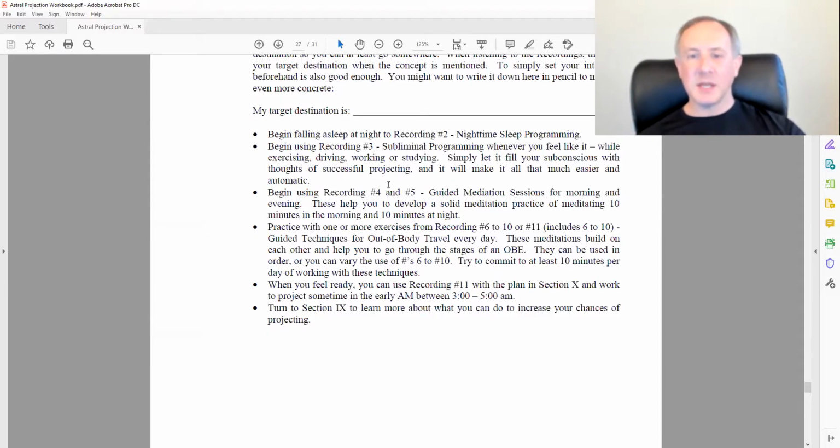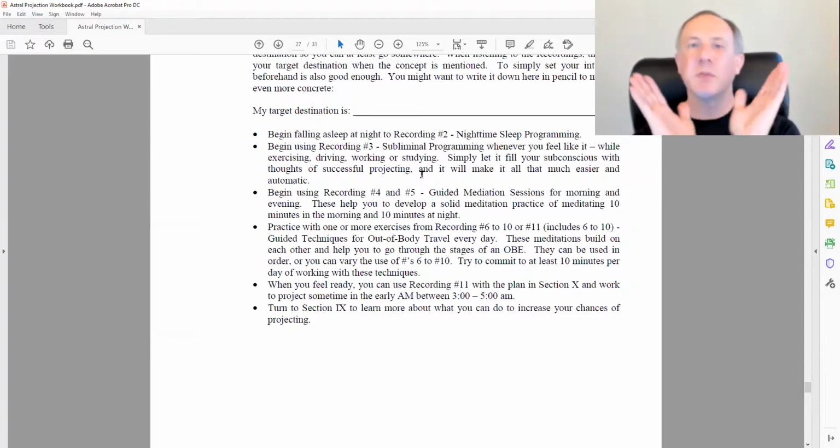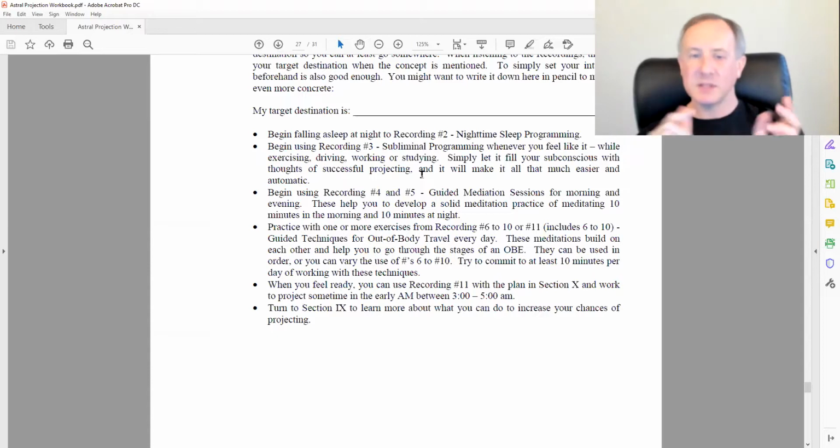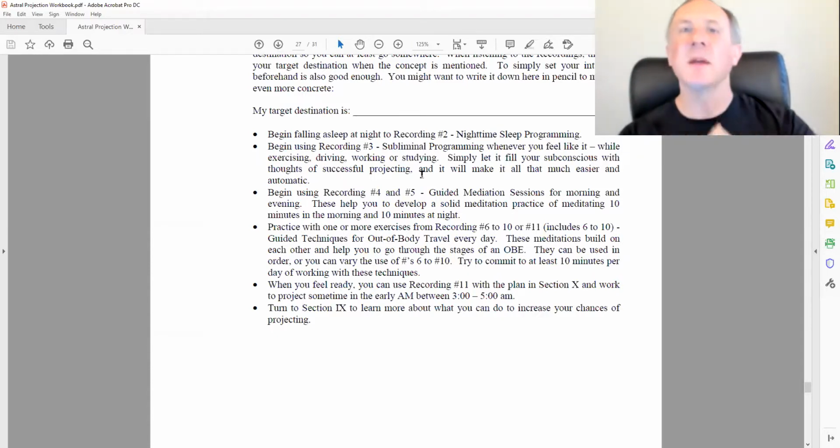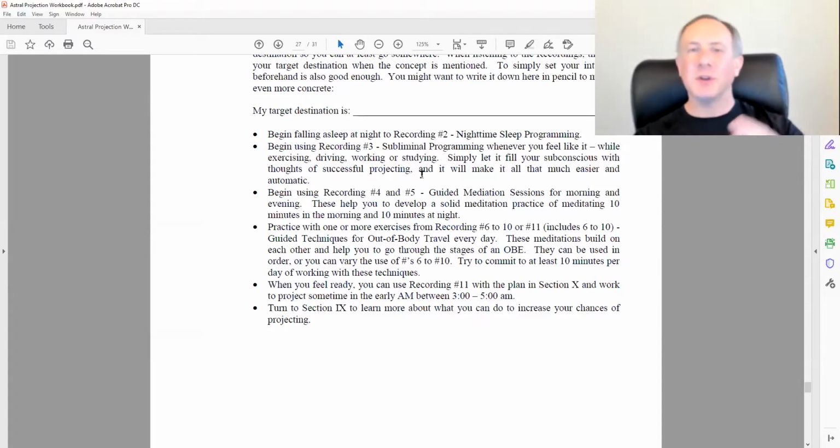Then you have meditations 4 and 5. That's just simple meditation for number 4, descending, and then number 5, ascending. So you can use those if you don't know a lot about Anahat meditation. And that's, again, just given to the people who bought this workbook set.